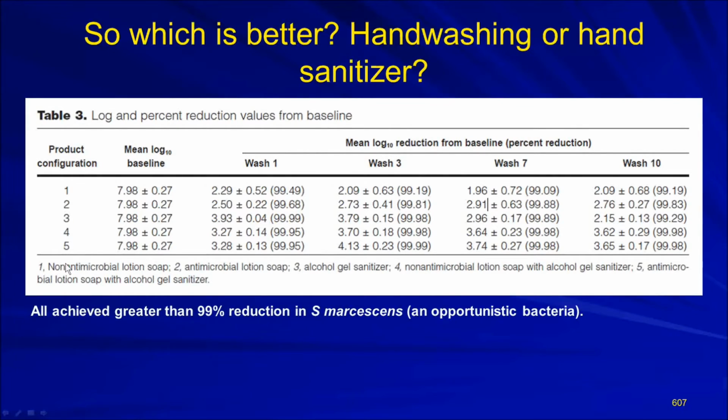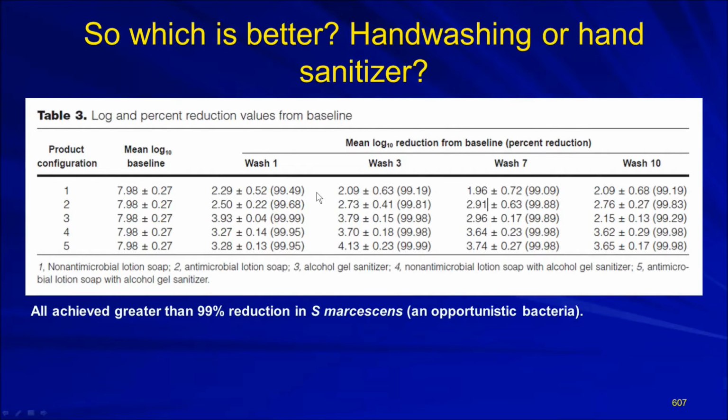So we can see here with a non-antimicrobial lotion soap, the soap without the antimicrobial properties, they did a series of washes and they found a 99.49% mean log reduction from baseline, or percent reduction from the number of bacteria on the hand. The bacteria that they were using here was S. marcescens, which is an opportunistic bacteria that is fairly resistant to various types of interventions, and it's an important opportunistic bacteria in the healthcare arena.